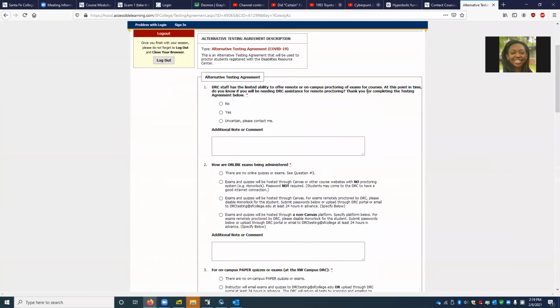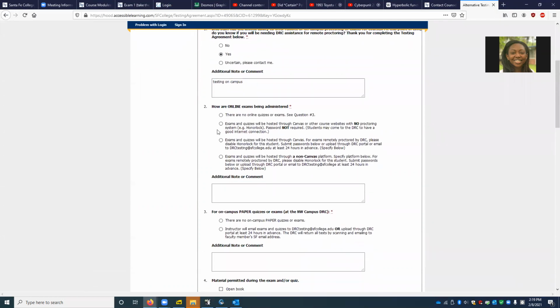So at this point, you do want to do the testing on campus, yeah. Do we want to do that just for test one, or do we want to establish that for the whole term? We think that was established for the whole term. Okay, so we'll be testing on campus. Our online exams will be in Canvas. The testing system will require exams to be hosted through Canvas by the DRC, please.